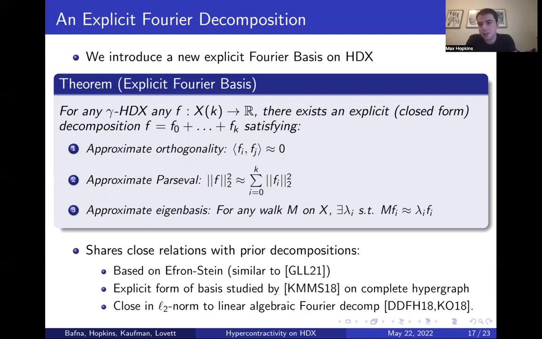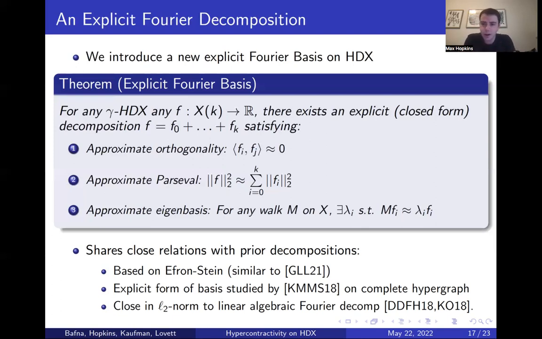Before going into that, let me briefly note some relations with prior decompositions. The exact form of this decomposition turns out to basically just be the natural generalization of Efron-Stein to complexes. It's actually the explicit form of a basis that was already studied in some recursive notion on the complete hypergraph, in the original work proving hypercontractivity in that special case.